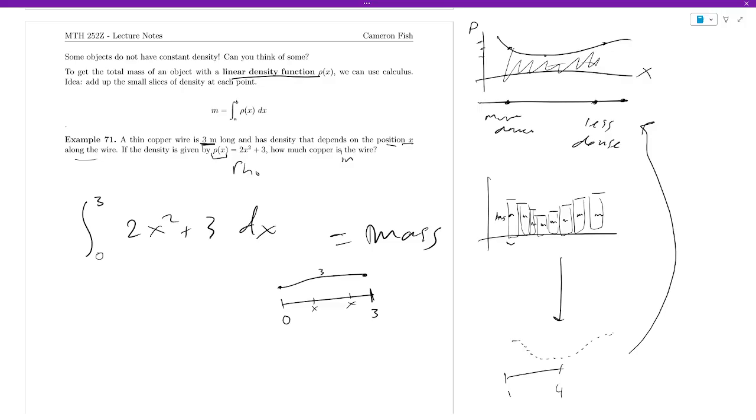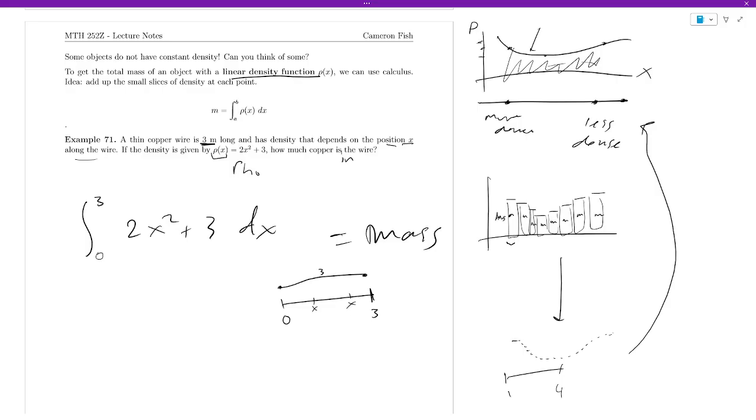Okay, so yeah, we just integrate the density function. The only thing that's hard maybe is just conceptually, like, what does the density function mean? And you should just think of it like this, where it's more dense in some spots and less dense in other spots. And I have a function which tells me exactly how dense it is at different spots.